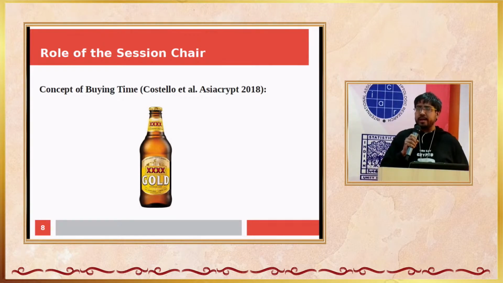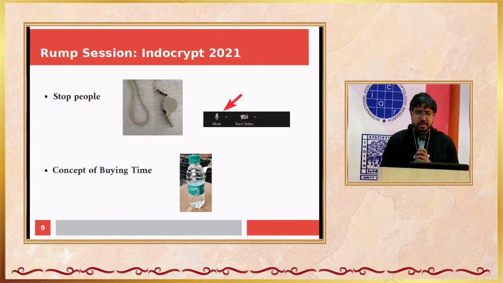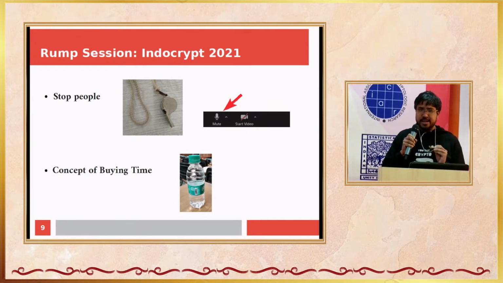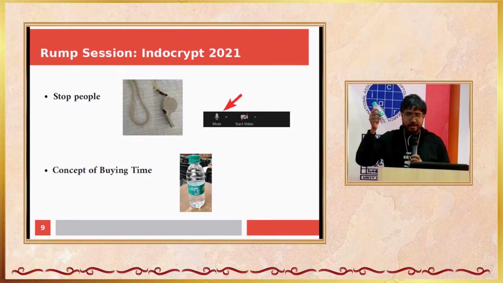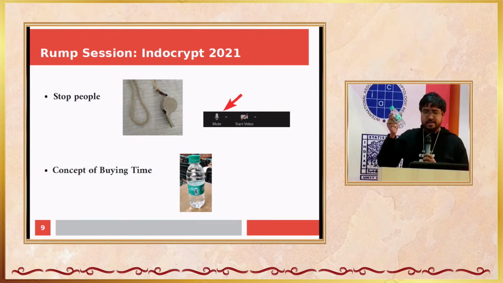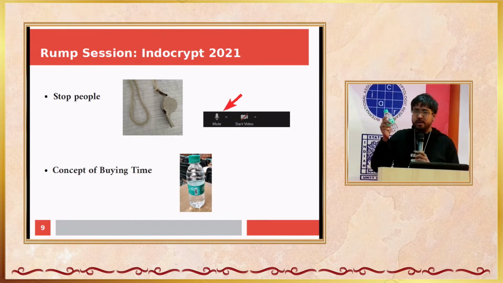So there, apart from the limited time, the challenge was if you can drink this beer bottle bottoms up in one go, then you get some extra time. So for our case, for stopping people here, I'll use this whistle, and for online people, I have a better option. You can just mute them. And for buying time, I have this water bottle because no question of beer. So if you want to buy time, you may use this.